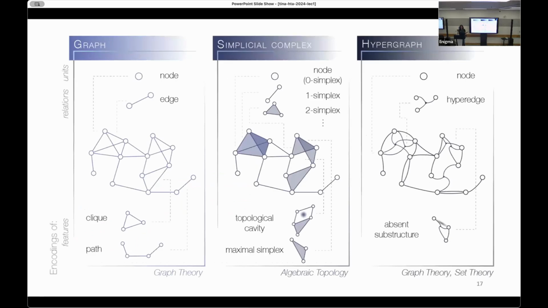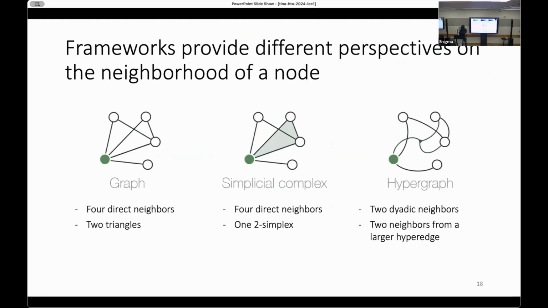And so three of the most popular ones are graphs, simplicial complexes, and hypergraphs. And of course, with graphs, as you all know, we're interested in cliques, we're interested in paths. With simplicial complexes, you're talking about topology, so you're looking for holes and cavities. You're looking at maximal simplices, where no other bigger simplex includes it. For hypergraphs, of course, you're interested in, for example, structures that are absent, so dyadic structures, for example, in this case.